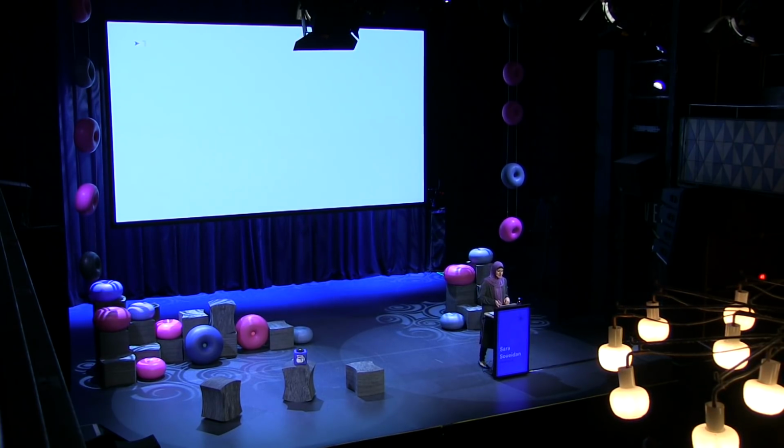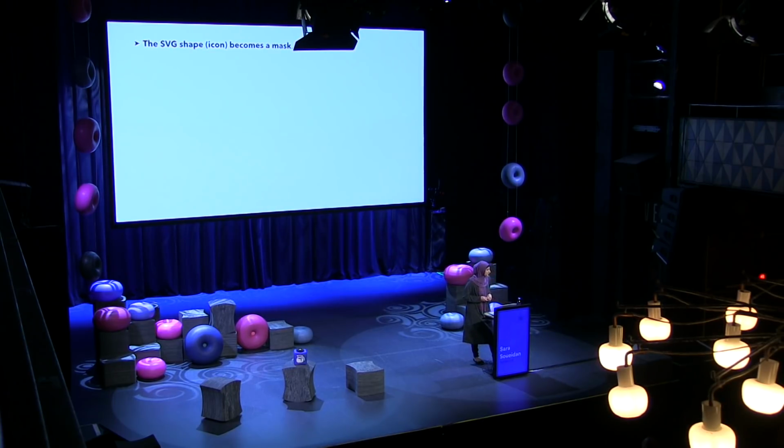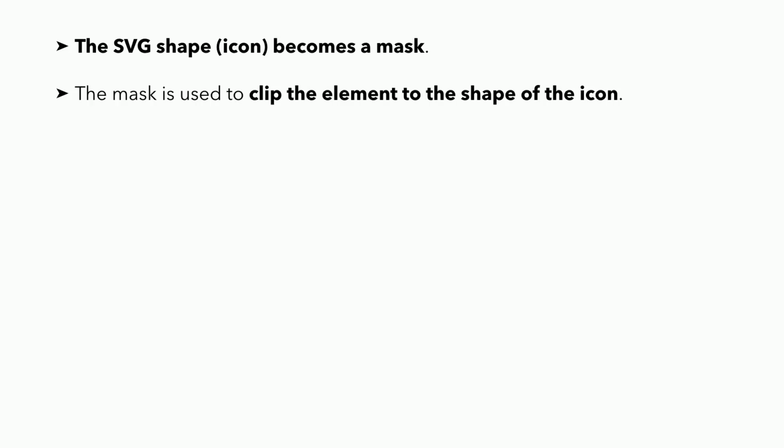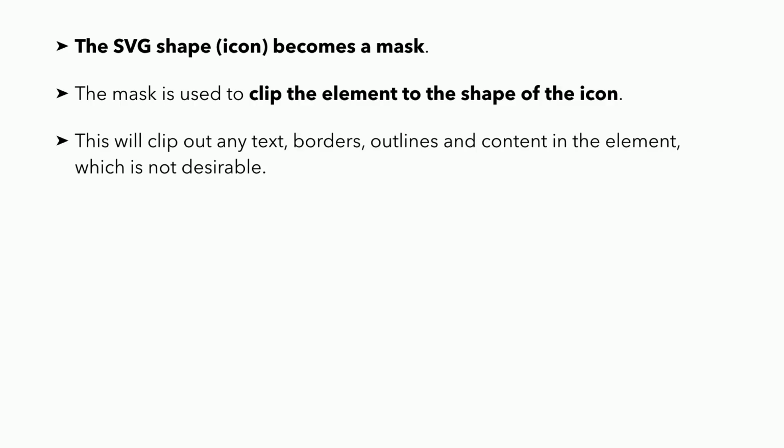So when using CSS masks, the SVG shape, the icon, becomes a mask. So instead of using the SVG icon as a background image in CSS, the SVG icon becomes a mask. The mask is used to clip the element that it's applied to the shape of the icon. This will clip out any text, borders, outlines, and content in the element, which is not desirable, of course.